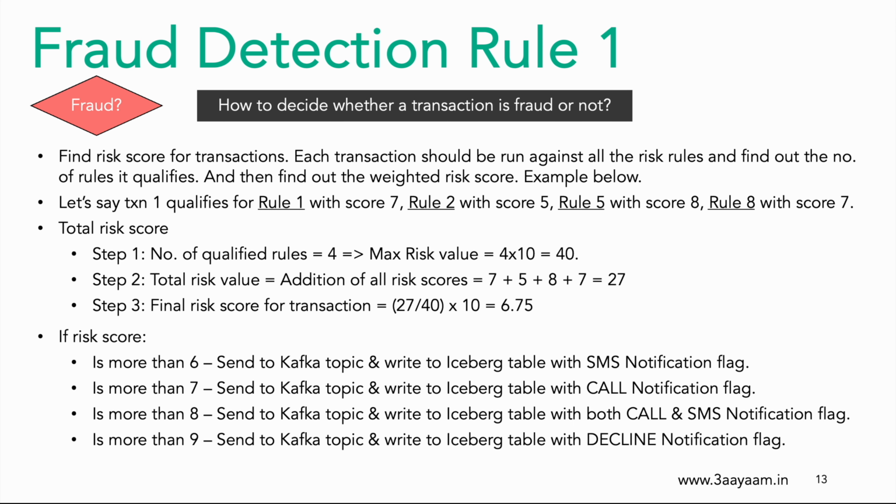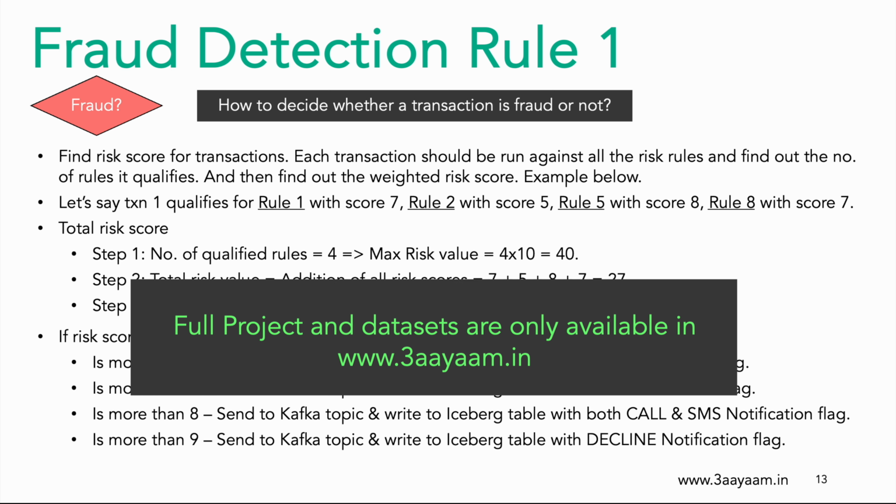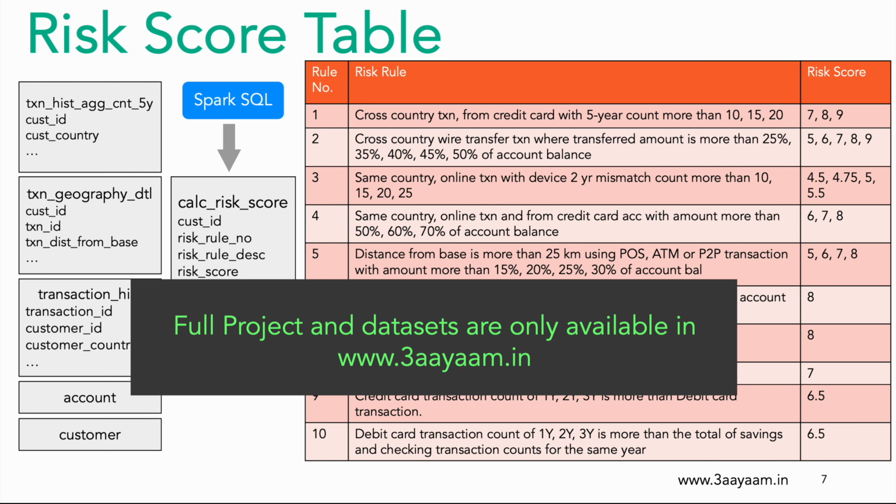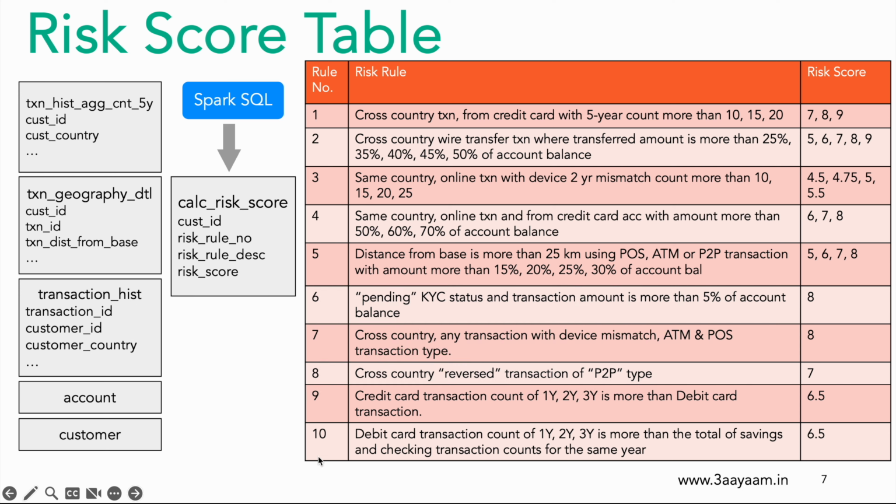Now, how do you decide whether a transaction is fraud or not? First, you'll have to find the risk score for transactions. If you remember, I asked you to create a risk score table, and that table would be used here extensively. Each transaction that you are getting from the Kafka topic should be run against all the risk rules to find out the number of rules it qualifies. And then you have to find out the weighted risk score. What I mean by that, this is the risk score table and there are 10 rules.